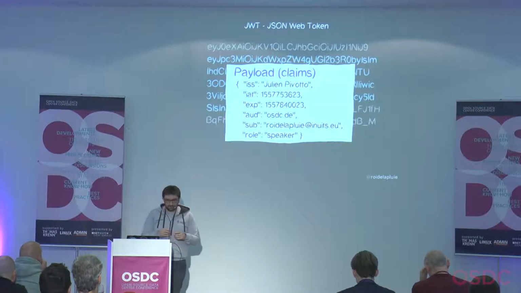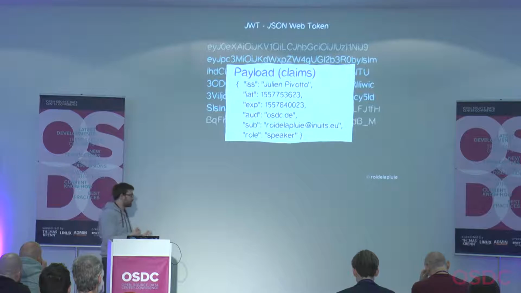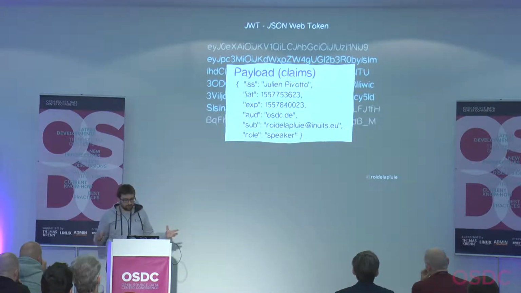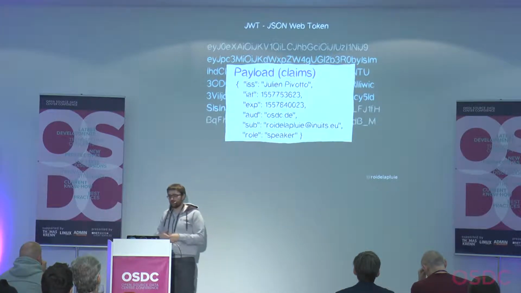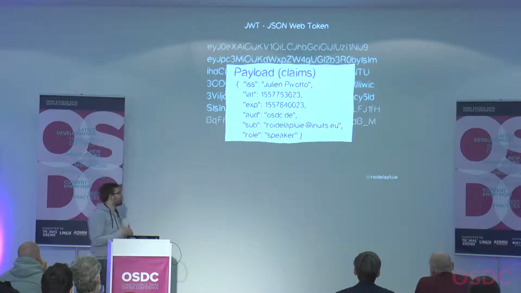Usually the expiry time is quite short, because you have two kinds of tokens. I will come back to that in a second. So this is the payload. This is a JSON document that just tells who I am and what I can do. This is called claims. So these are the claims of the token.